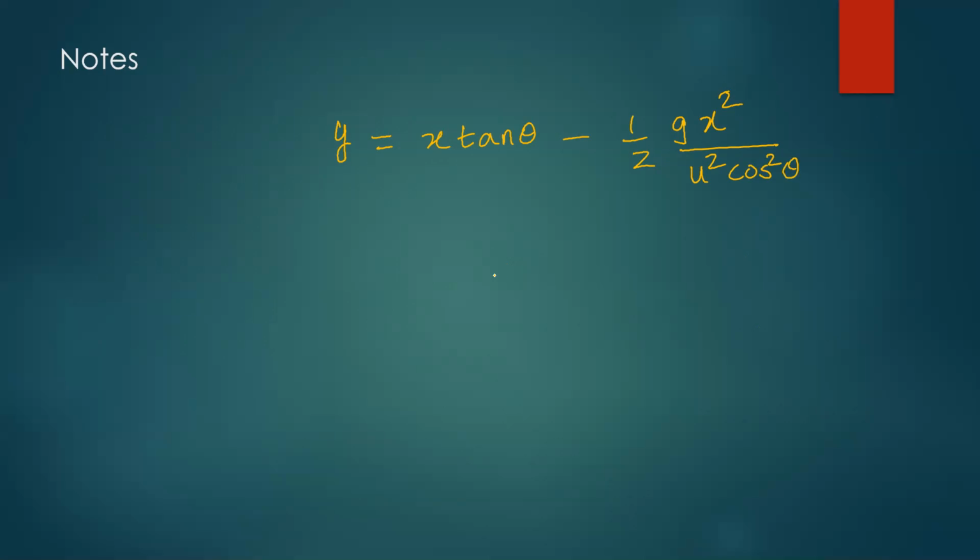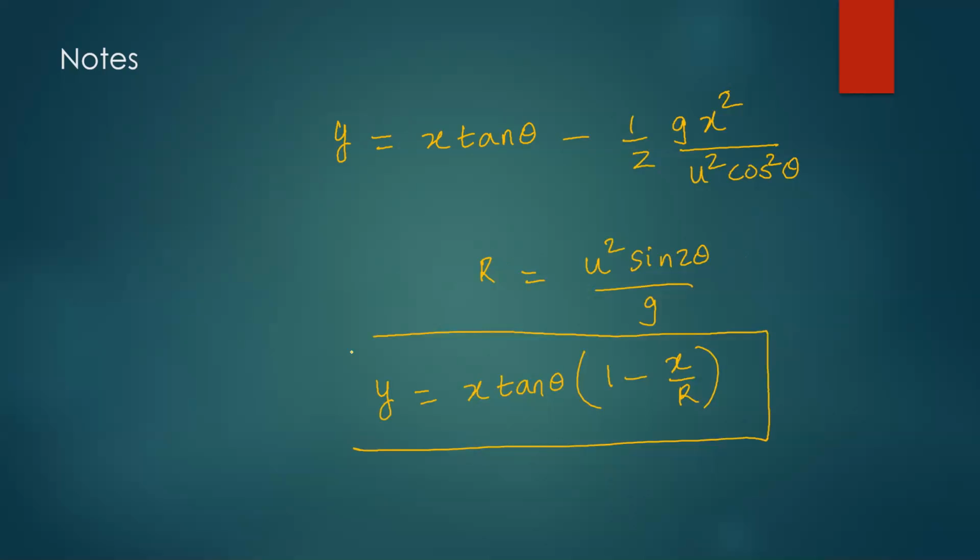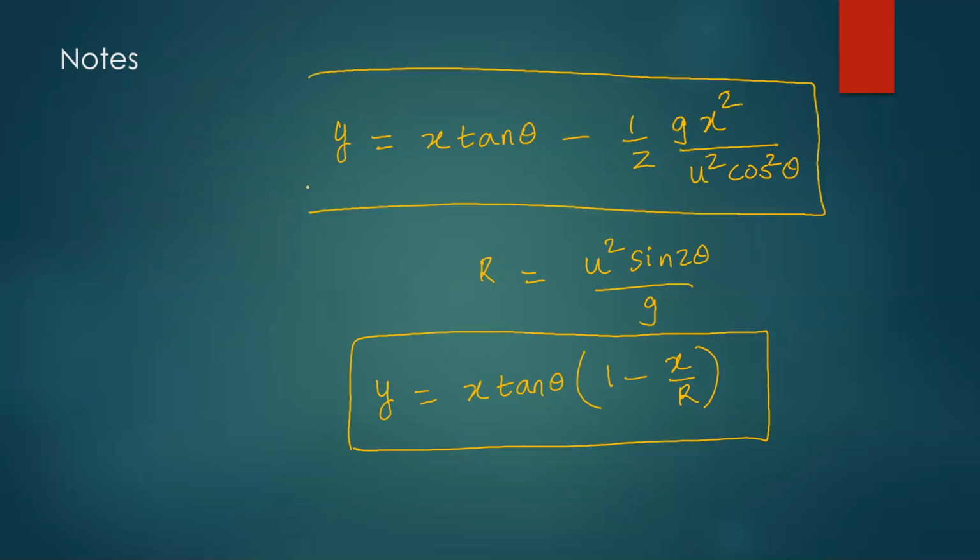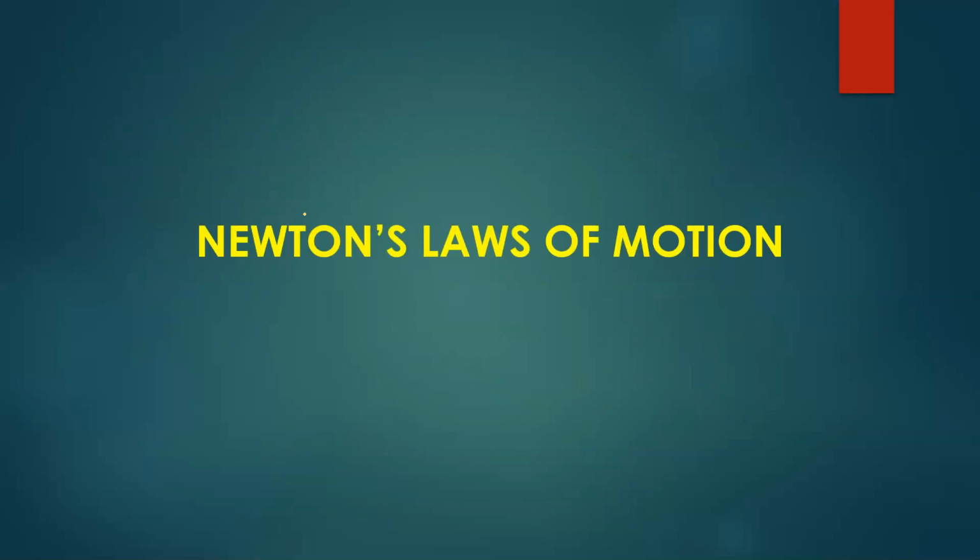So you take the expression for range and then you manipulate the above equation. Some trigonometric manipulation, a simple one. So you get x tan theta into 1 minus x by r. So this is also sometimes very useful. Keep these in mind. All right, beta. So let us move on.